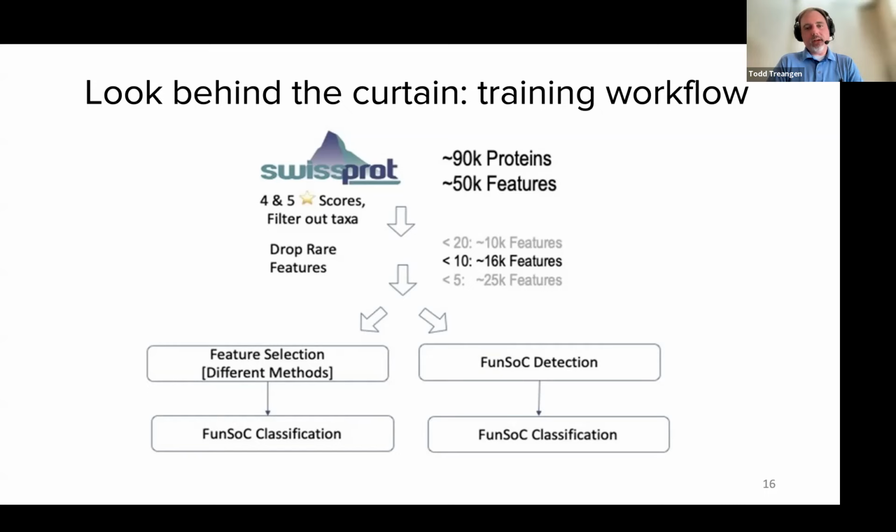So essentially, we have 90,000 proteins and 50,000 features, and then we took it down by essentially just dropping the rare features. We only want to keep the features that are common to at least 10 or more proteins, and that took us down to about 16,000 features. These features can be really anything specific to the protein that we can.